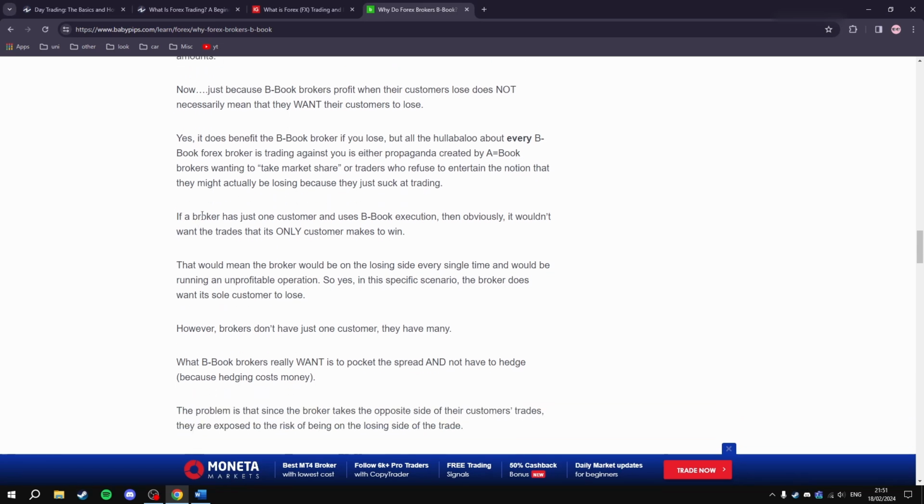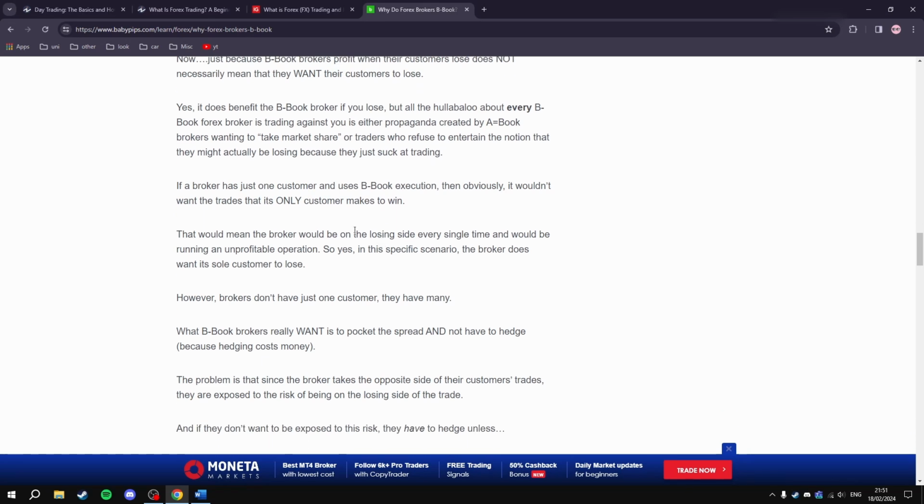If a broker has just one customer and uses B-book execution, then obviously it wouldn't want the trades that its only customer makes to win. That would mean the broker would be on the losing side every single time and would be running an unprofitable operation. So yes, in this specific scenario, the broker does want its sole customer to lose.